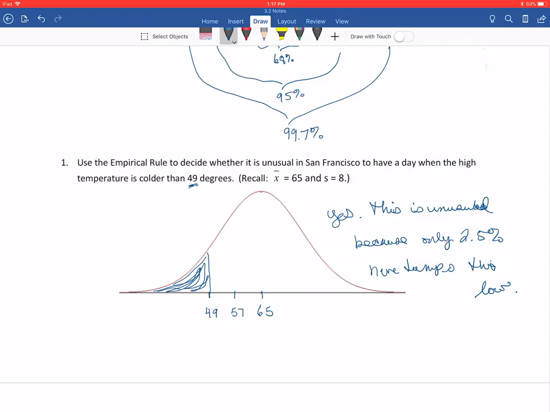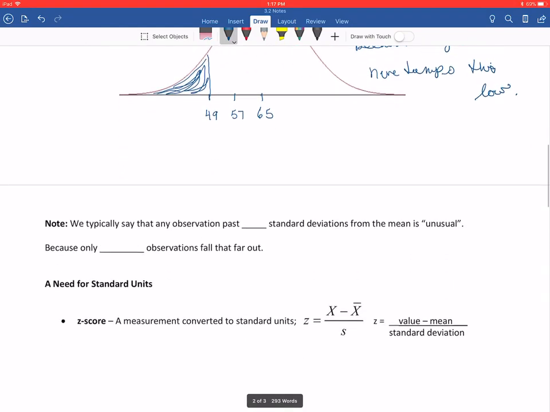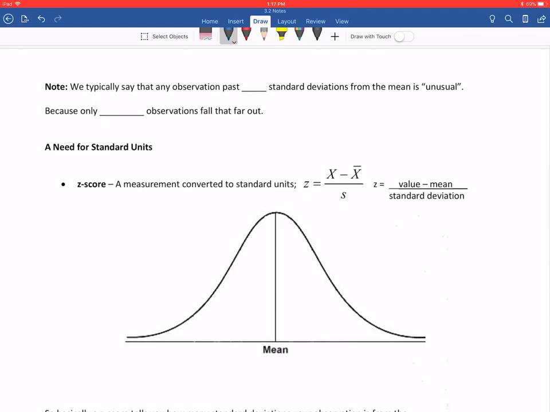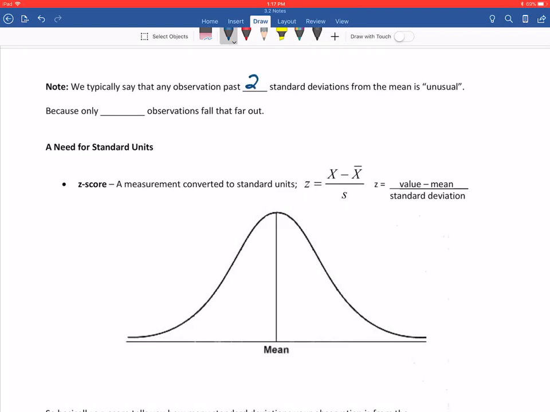And in general, that is considered unusual. If you're past 2 standard deviations out in either direction from the mean, we classify that as unusual. So that's what we're saying here. Any observation past 2 standard deviations out is unusual, because honestly, only 5% total of your observations fall out that far, 2.5% on either end.